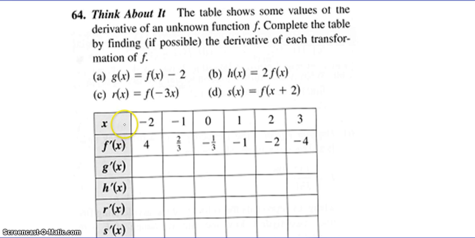So if I know these values of x and I know f prime of x for those values, how is g prime of x going to relate to f prime of x if g of x is f of x minus 2? So think about what kind of transformation the minus 2 is. Well, all that's doing is a vertical shift. It's going to take f of x and shift it down 2. But that's not going to affect the slope of a tangent line at any point of f. It's not changing the curve at all. It's just shifting it down 2. So g prime of x is going to be the exact same as f prime of x for all of these locations.